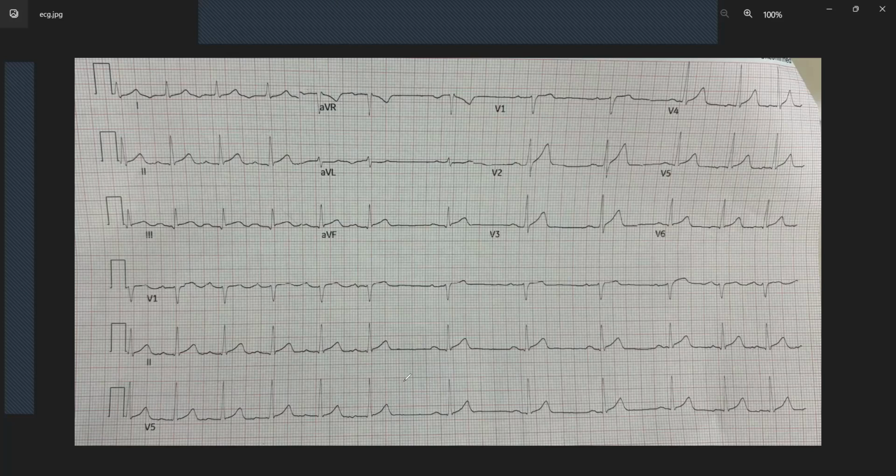Well, the rate, if we go at the narrowest point, is about 70 beats per minute. So he's not really tachycardic or bradycardic, despite having a possible Mobitz type 1. And then we've got to look at each and every zone. So let's look at the inferior zone, which is 2, 3, and AVF.